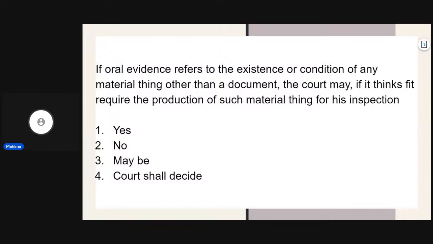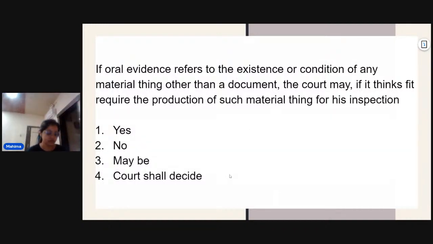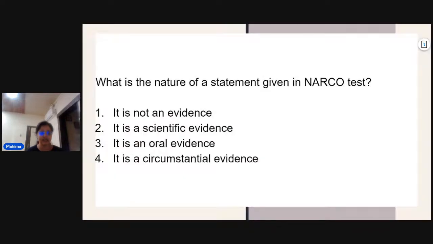If oral evidence refers to the existence or condition of any material thing other than a document, the court may, if it thinks fit, require the production of such material things for its inspection. Yes, no, maybe, court shall decide. It's a discretionary power. Come on. Yes, it is a proviso to Section 60. The court can require the production of such material thing for inspection purposes. Yes, it is a proviso of Section 60.